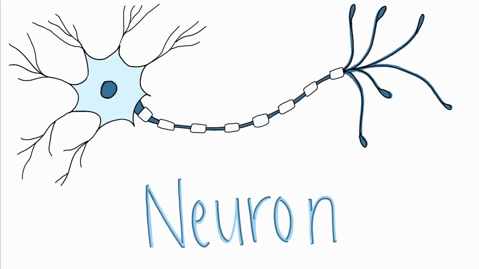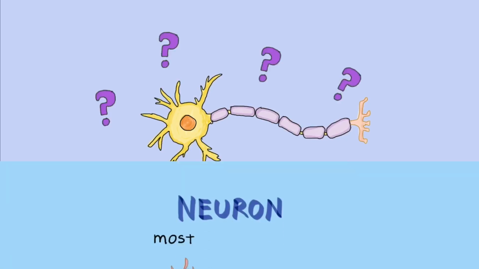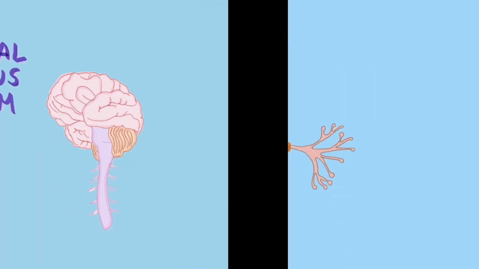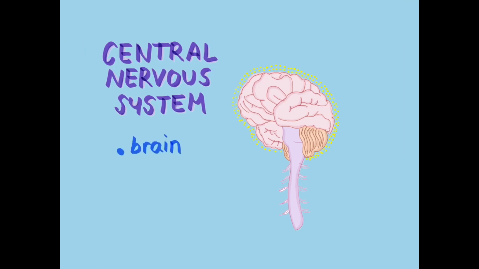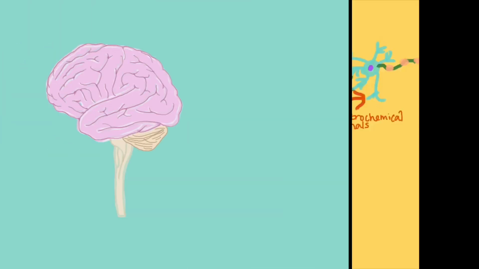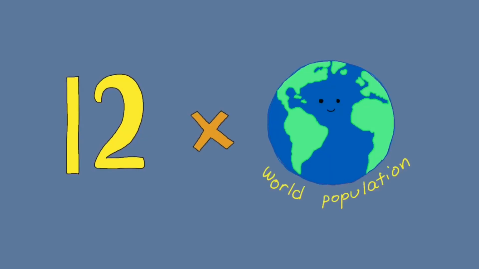Today we'll be talking about neurons or nerve cells. Do you know what a neuron is? A neuron is the most basic cell or building block of the central nervous system. The central nervous system is made up of your brain and spinal cord. Neurons carry electrochemical signals throughout your body and help your brain send the right orders to your limbs and organs. The human brain has about 86 billion neurons. That's about 12 times the world population.